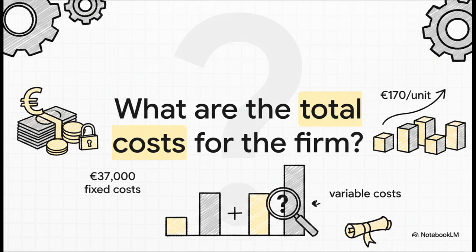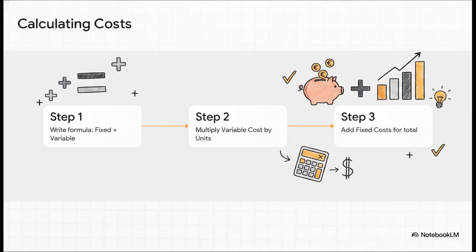They produce 650 units per month. Now, calculate the total cost per month for the firm. The absolute golden rule for the exam here: you are strongly advised to show your working out. So, let's break down the exact step-by-step calculation method to basically guarantee you get those 2 marks.